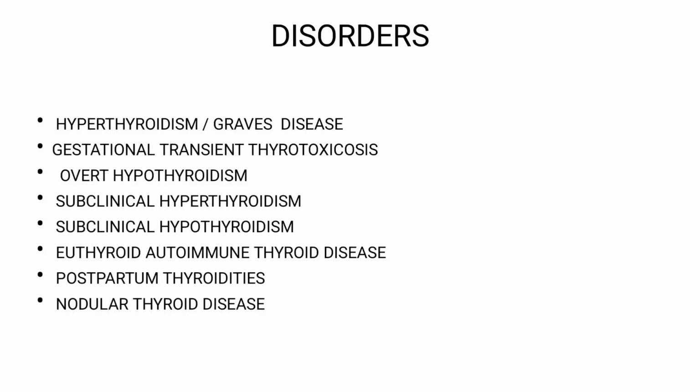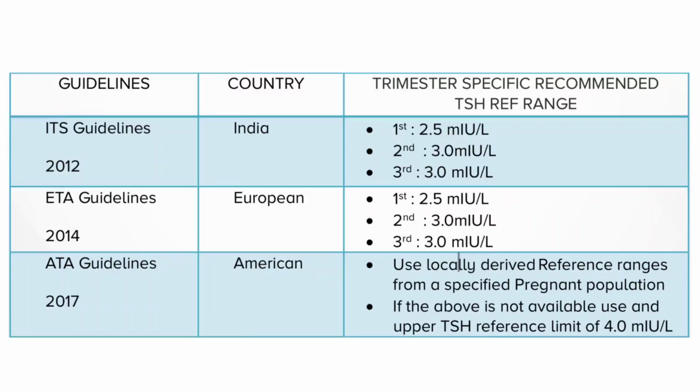Now coming to disorders of the thyroid gland, the thyroid disorders can be divided into cases with hyperthyroid features and cases with hypothyroid features: hyperthyroidism, also known as Graves' disease, GTT, also known as gestational transient thyrotoxicosis, overt hypothyroidism, subclinical hypo and hyperthyroidism, euthyroid autoimmune thyroid disease, postpartum thyroiditis, and nodular thyroid disease.